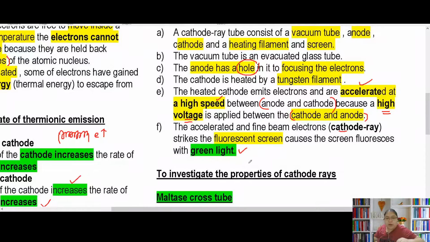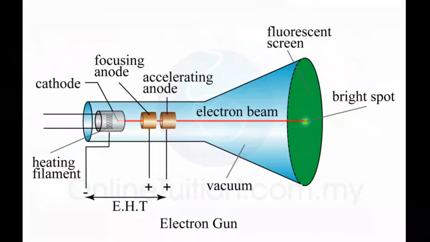Okay, so we're going to see a diagram to show the cathode ray. We're starting with the filament, the cathode. After that they go to the anode. After the anode, they go straight. After that, they hit the fluorescent screen. After hitting the fluorescent screen, you find just one bright spot. This bright spot is a green color.